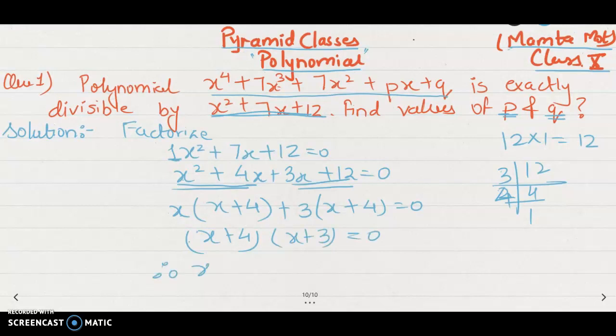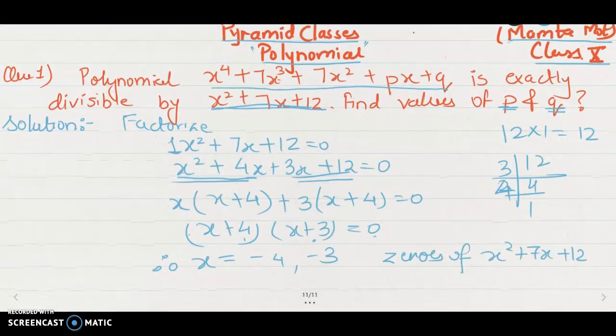Therefore the zeros of the given quadratic polynomial, on equating, shifting this plus 4 from left to right, we get minus 4. Shifting plus 3 from left to right, we get minus 3. These are the zeros of the quadratic polynomial x square plus 7x plus 12.